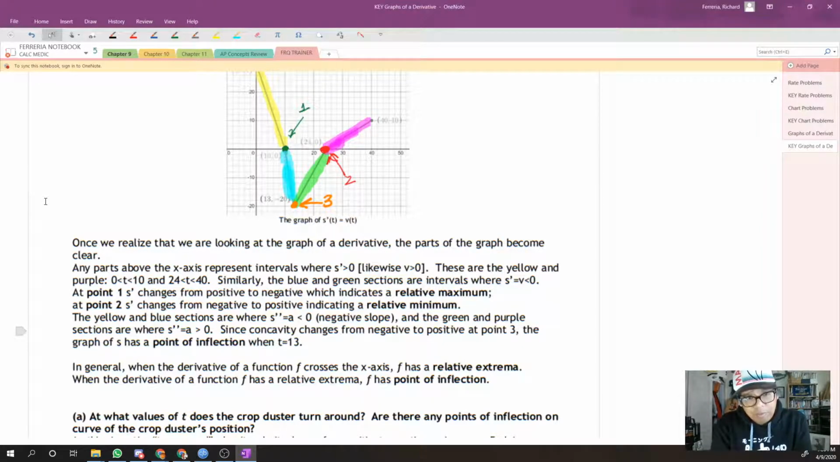The slope of the velocity changes from negative in the blue section to positive in the green section. So the slope of the velocity graph is the second derivative of our position graph. So our position, logically, is going to change, or the second derivative of our position changes from negative to positive at point 3. And if I take a look at that closely, that is t equals 13.